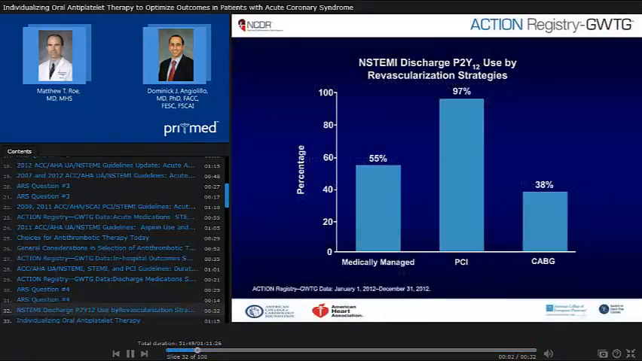And so just the last few slides, the use of these therapies at discharge is very different for the non-STEMI population. So the PCI patients, the vast majority will get a P2Y12. Medically managed patients, only 55% will receive that. And then the bypass surgery patients who've had a non-STEMI event, they're ready to go home, their bleeding risk from the surgery is done, they're not prescribed a P2Y12 receptor inhibitor commonly upon discharge.